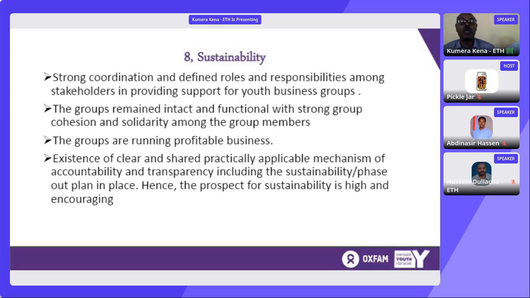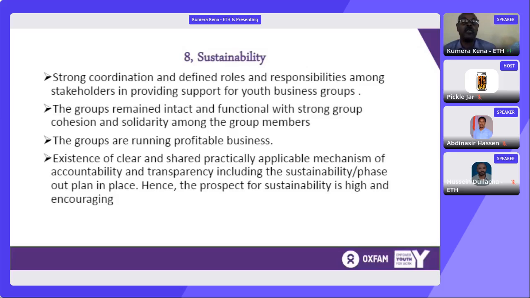The youth groups are also running profitable businesses. As long as the business is profitable, they will continue to engage in the business. They will expand and diversify. So this is also the biggest prospect for sustainability of the scheme and also the project.